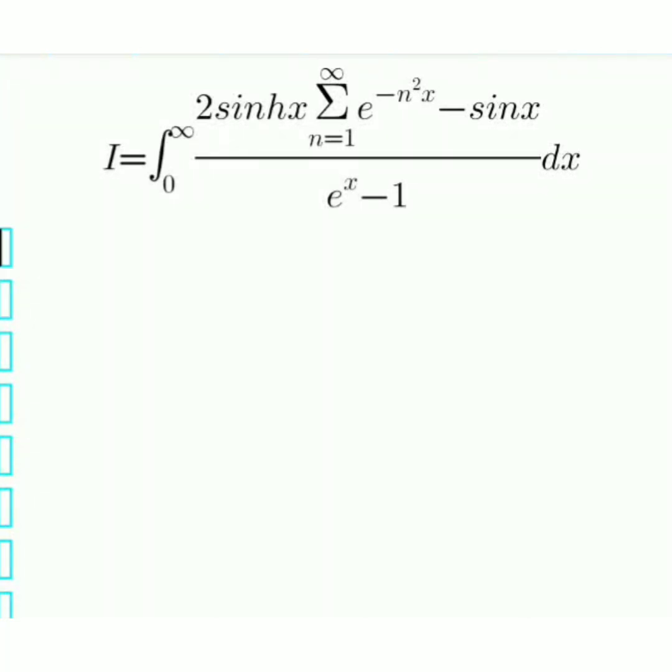Today I want to discuss integrations. I equals the integral from 0 to infinity of 2 sinh x times the sum from n equals 1 to infinity of e to the power minus n square x, divided by e to the power x minus 1, dx.